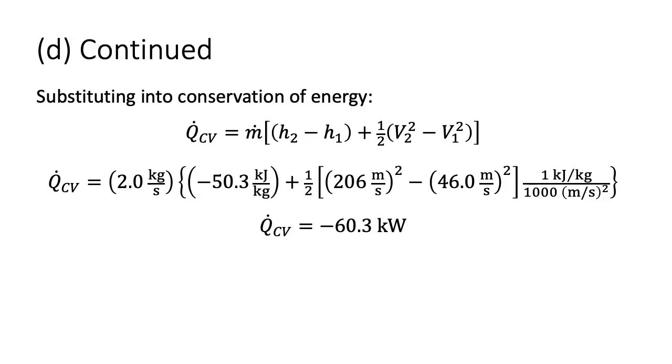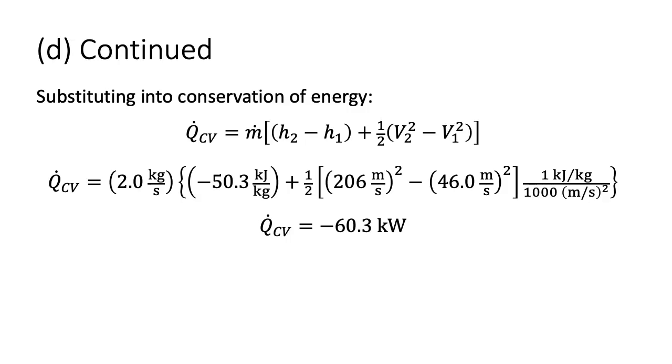Finally, substituting into our form of conservation of energy derived earlier, our result from Part B for the change in enthalpy and our known and calculated velocities, we get a heat transfer of negative 60.3 kilowatts. Note that the cooling from Section 1 to 2 has resulted in a significant drop in temperature, pressure, and density, while significantly increasing the velocity.